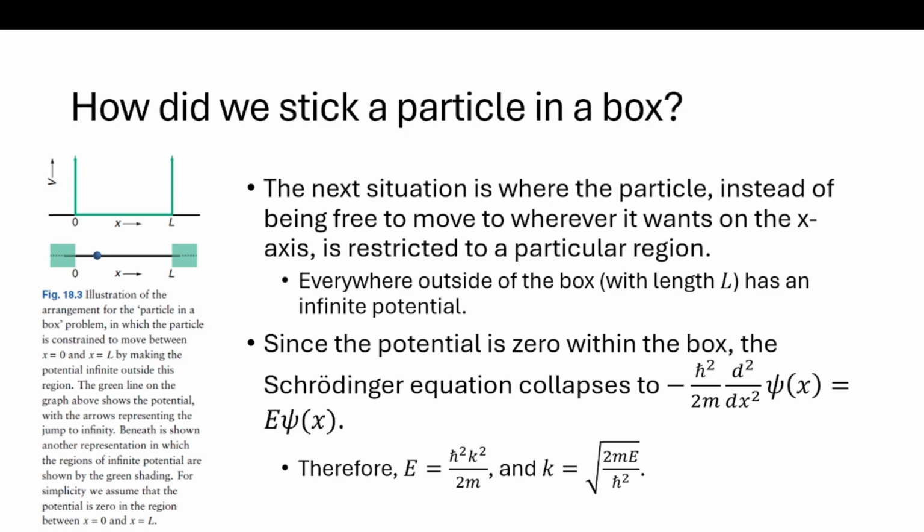And because the potential is 0 within the box, we can simplify the Schrödinger equation and solve for both the energy and k, which will be used for eigenfunction solutions.